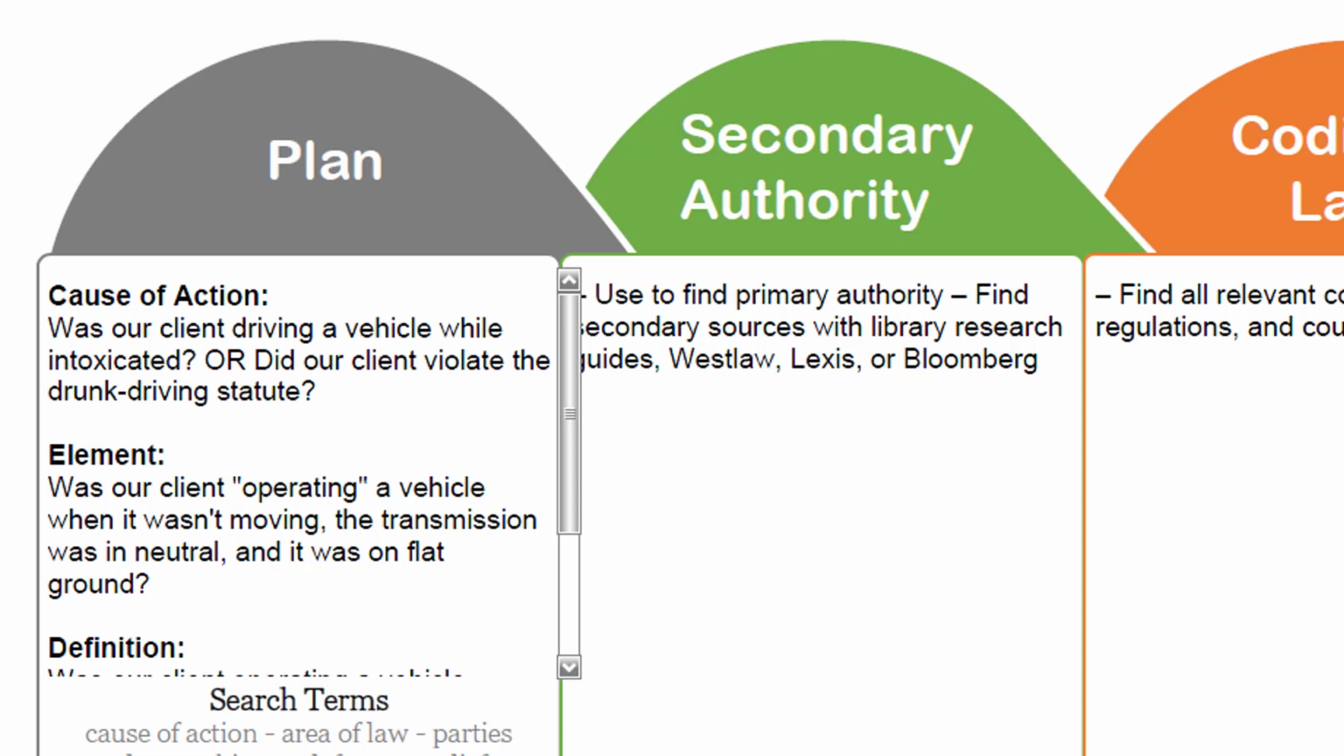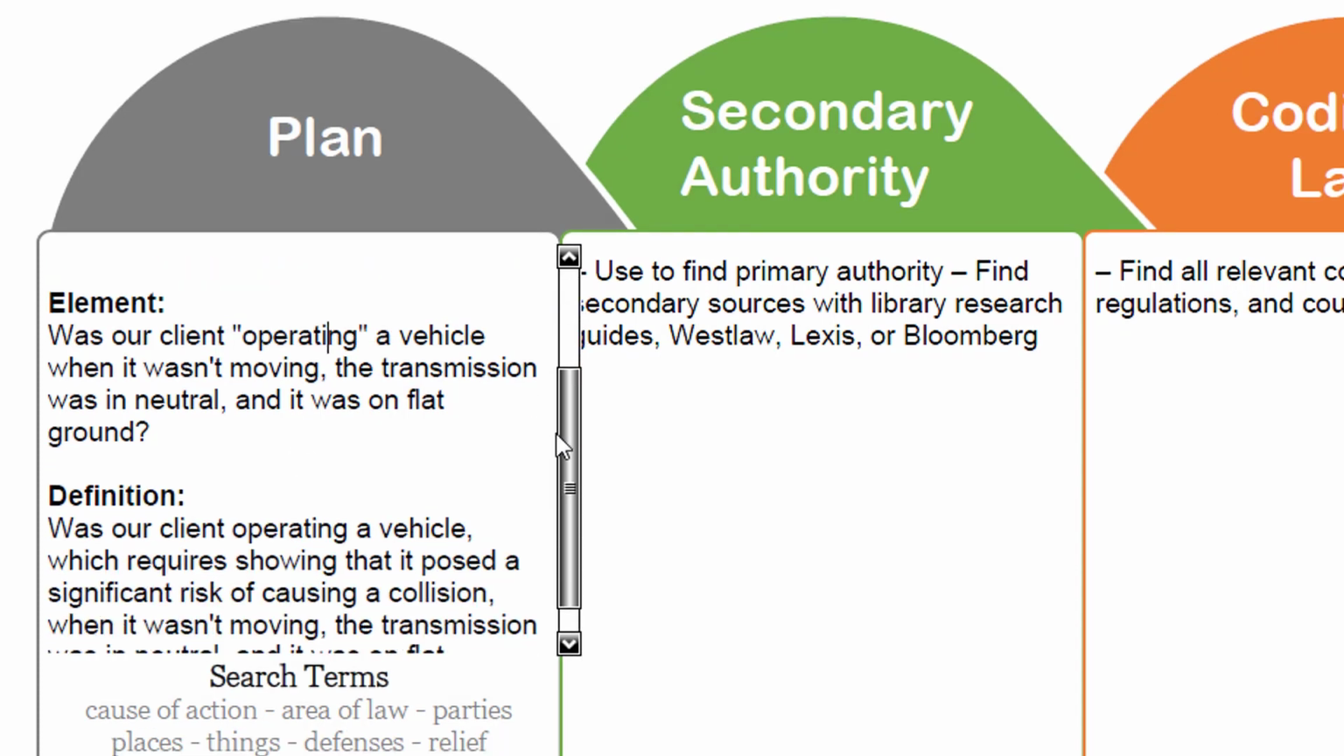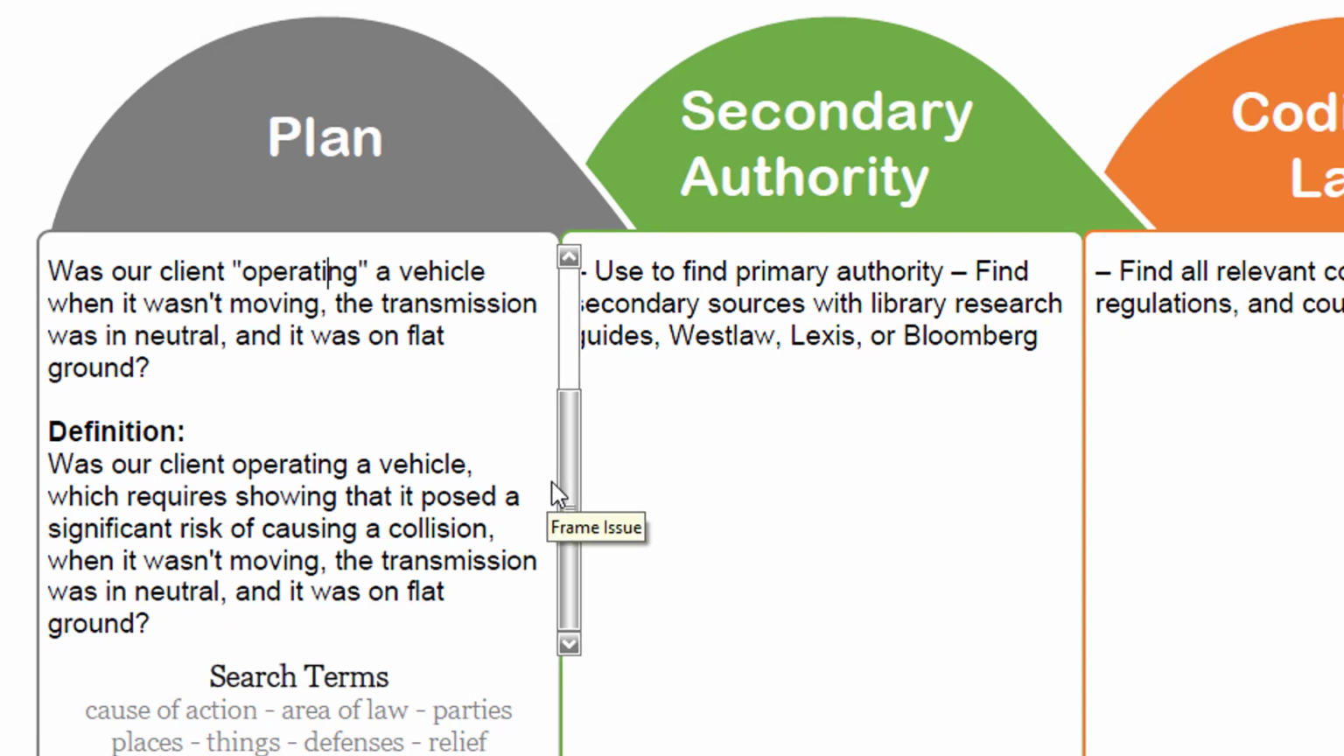But then we continue to do some research. Now we go into the fourth step of the research and we find some case law. And that case law now further refines our issue. So the issue becomes whether the vehicle posed a significant risk of causing a collision. And if it did, then the person was operating it.